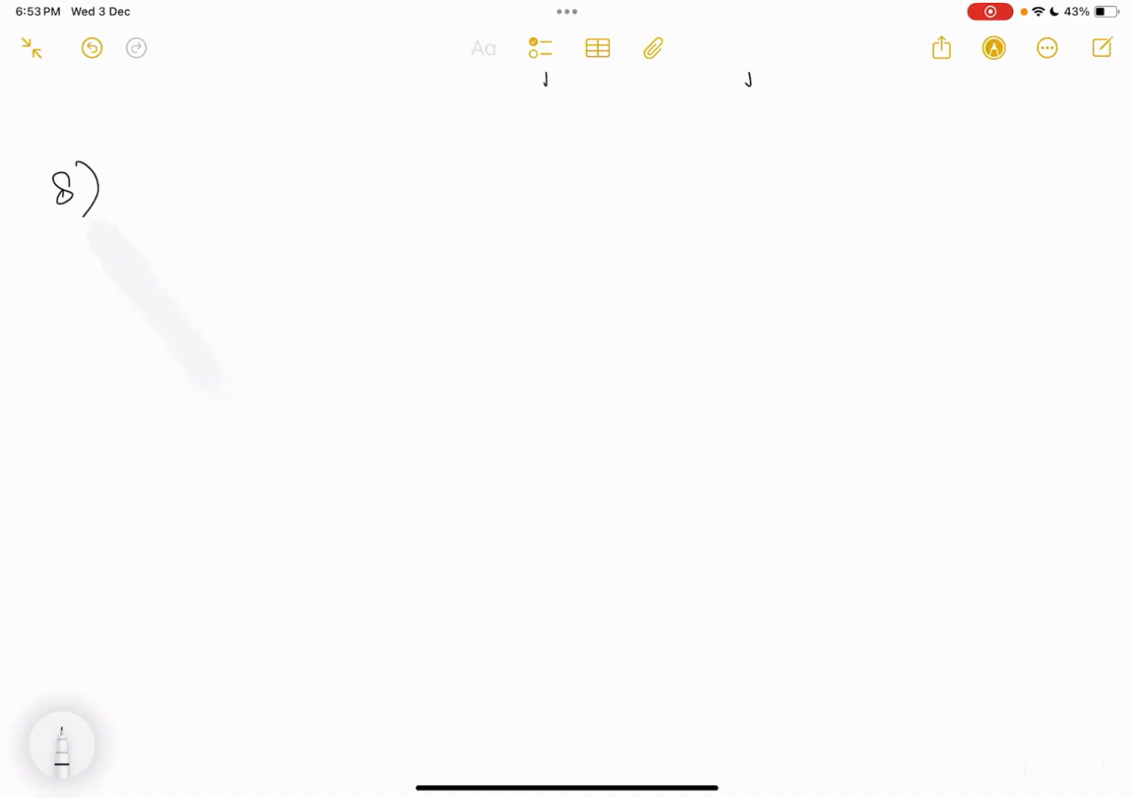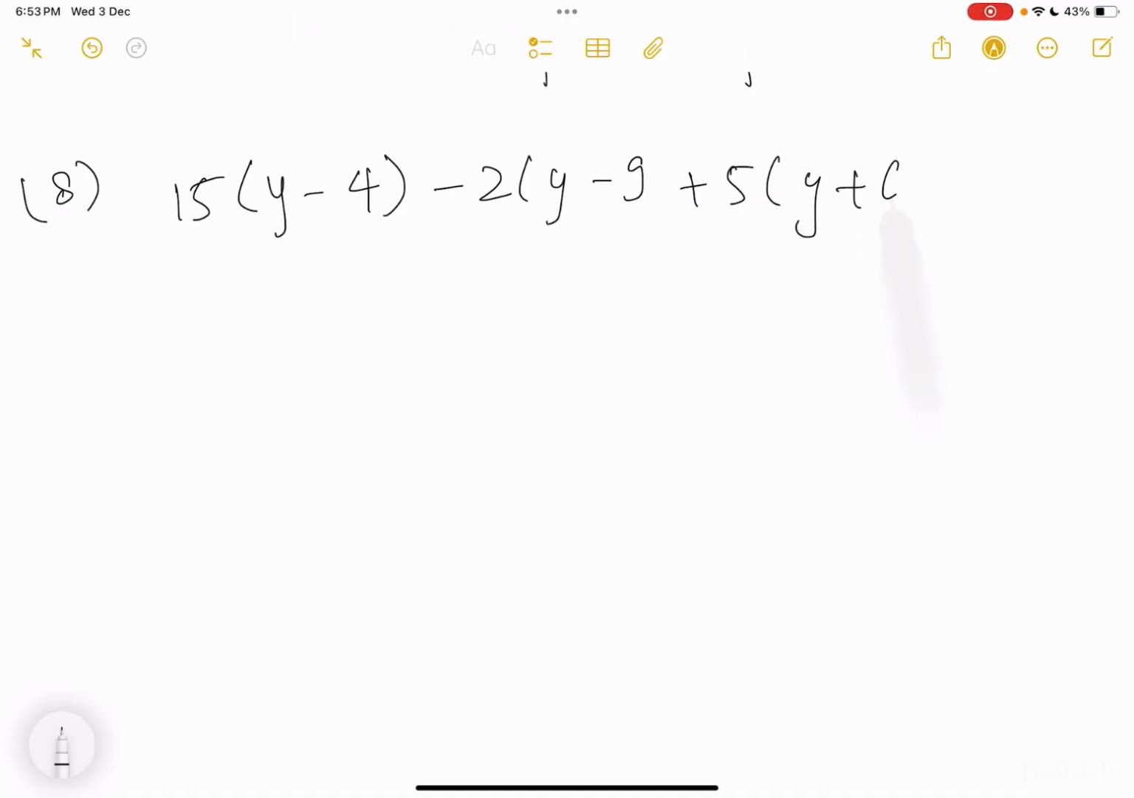Question number 8 is 15y minus 4 minus 2y minus 9 plus 5y minus 5 plus 6 is equal to 0. Now see, here you are having nothing on one side of equality, it's just a 0. So first we'll open up our brackets.